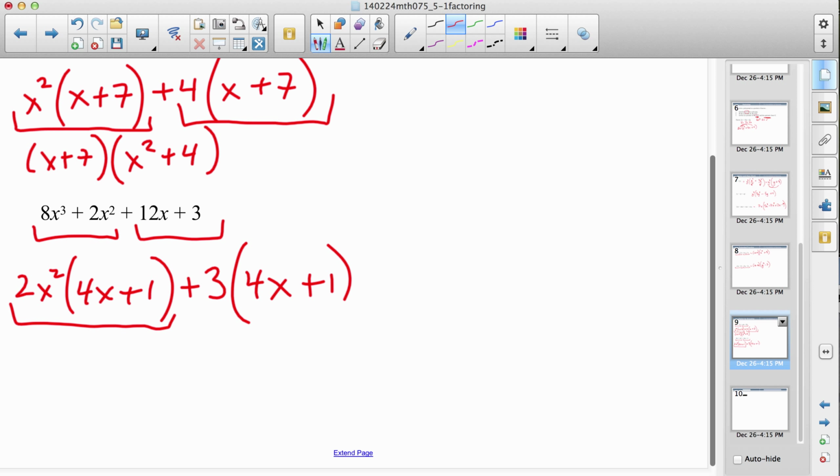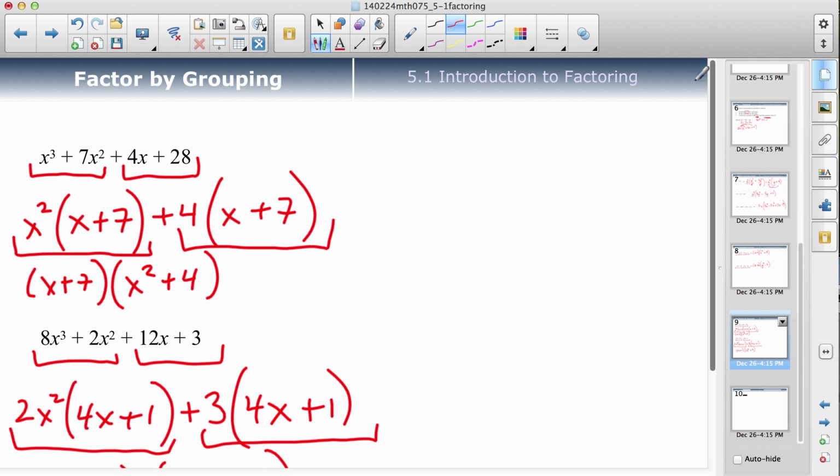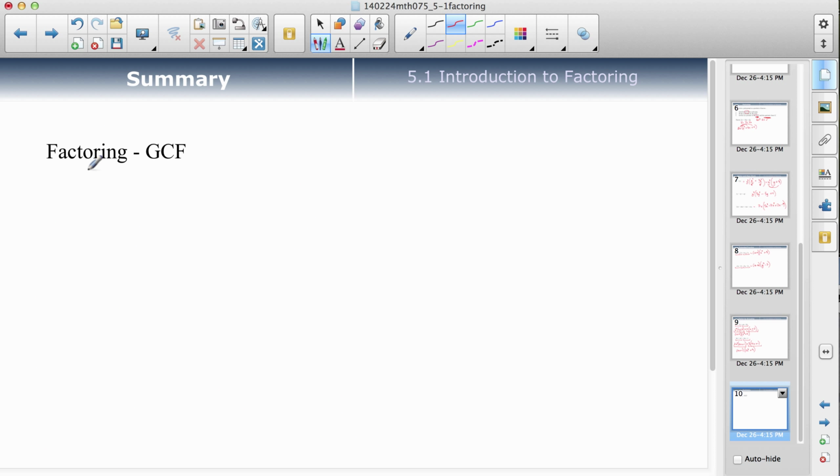Again, here's one term, here's another term. They each have a 4x plus 1, so I could factor that out because it's common. And then with this one, if I get rid of this, I'm left with 2x squared. With this one, if I get rid of this, I'm left with plus 3. Okay, so that's an example of factoring by grouping. You'd first do a greatest common factor with each group, and then see if there's a common factor after that. Okay, so that is a quick introduction to factoring out a greatest common factor.